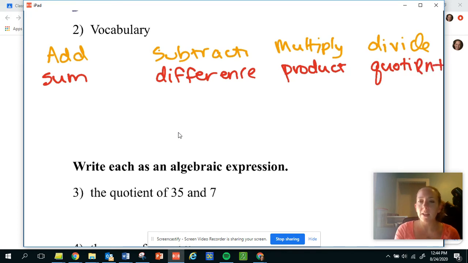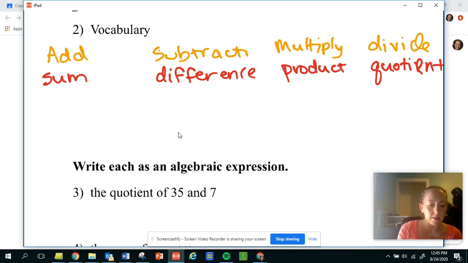A lot of times, people end up knowing most of these, like sum, difference, and product, but quotient is the one that throws people off. So just remember, the weird cute word quotient, it goes with divide.